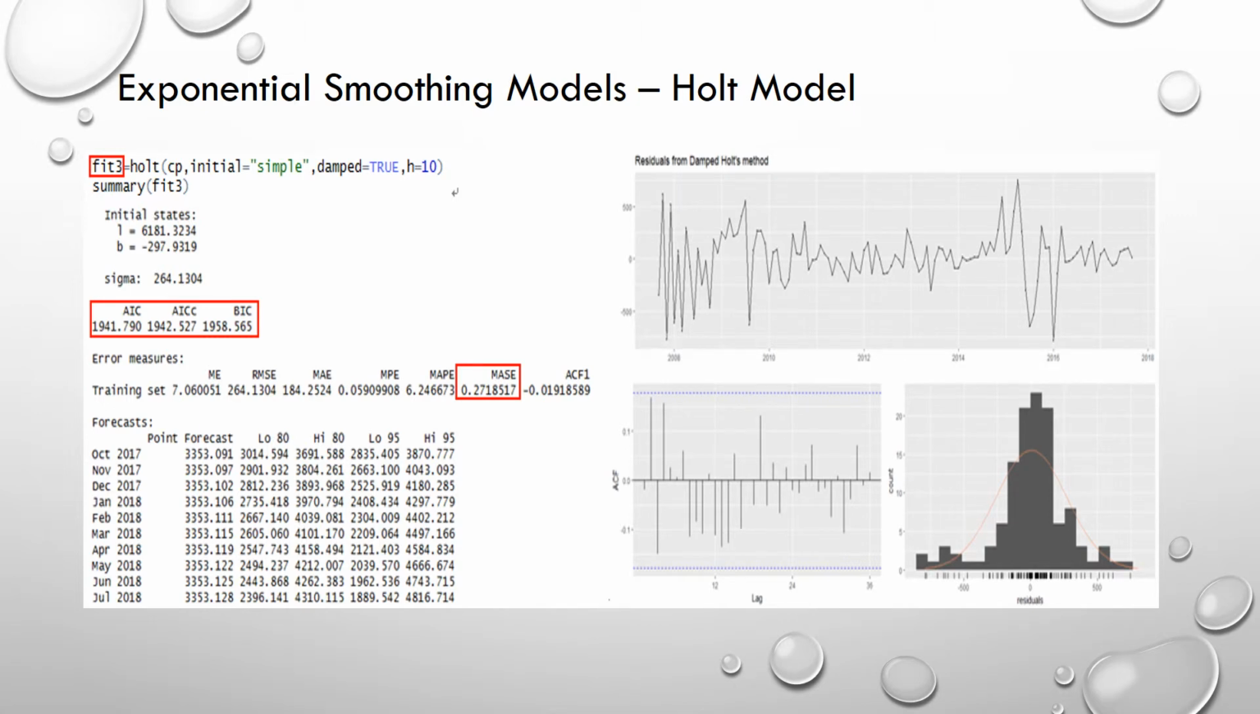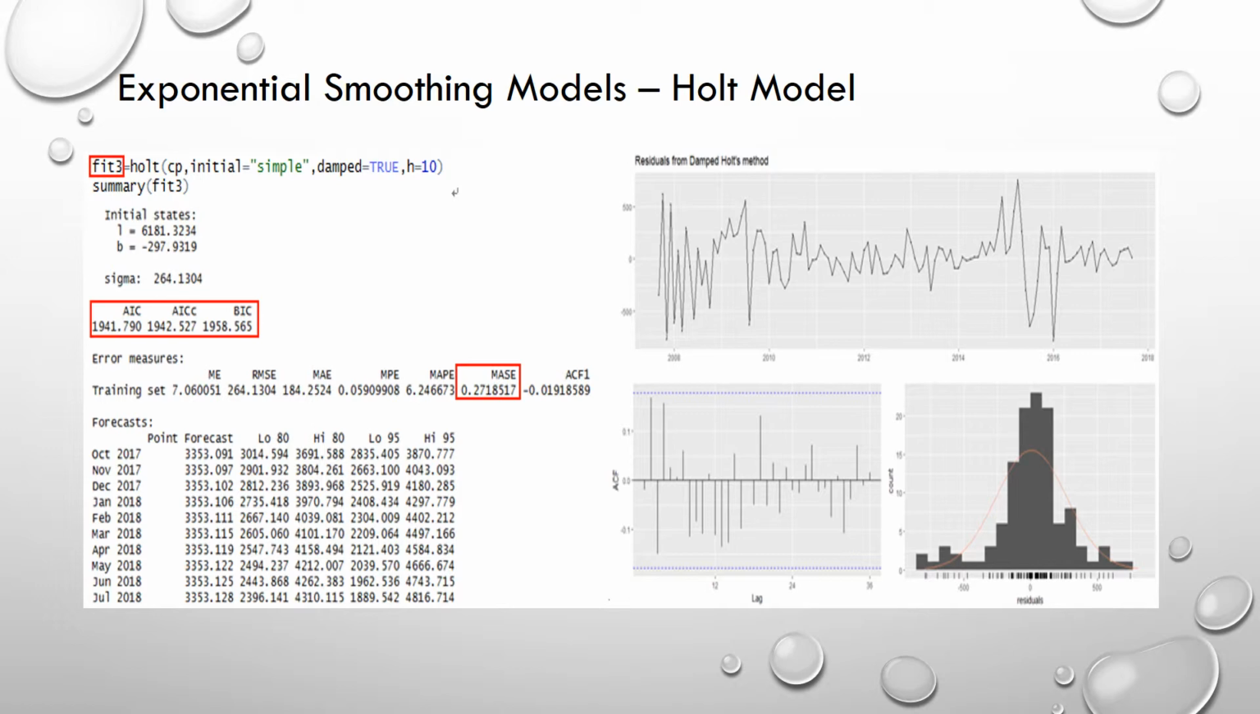And then we will fit models with exponential smoothing, the Holt model. The result shows like this. It shows the AIC, BIC, AICc, and MASE values here. We will compare them later.